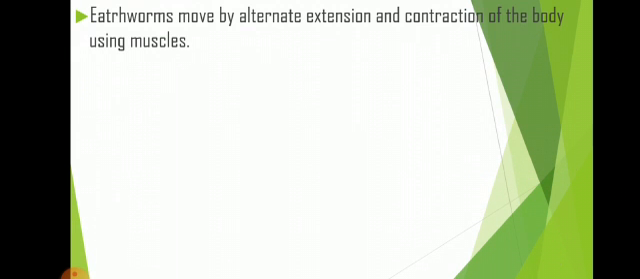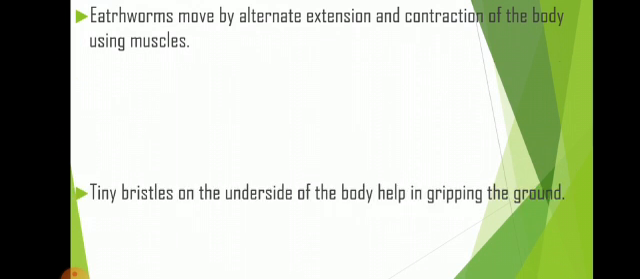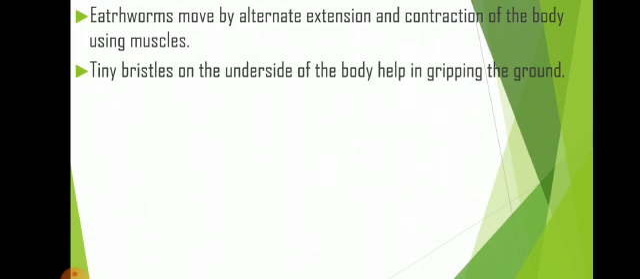Earthworm moves by alternate extension and contraction of the body using muscles. If you have seen the earthworm in rainy season, it can move in both directions, because it can extend its body in both directions. Its body is fully made of muscles, and it can contract and extend its muscles. Tiny bristles on the underside of the body help in gripping the ground.